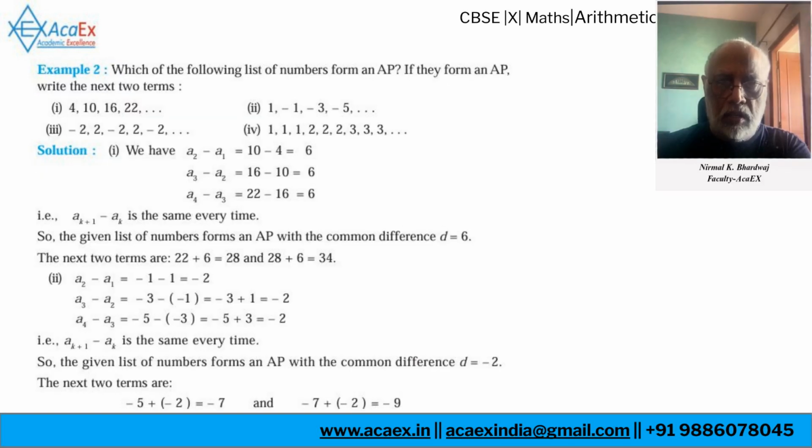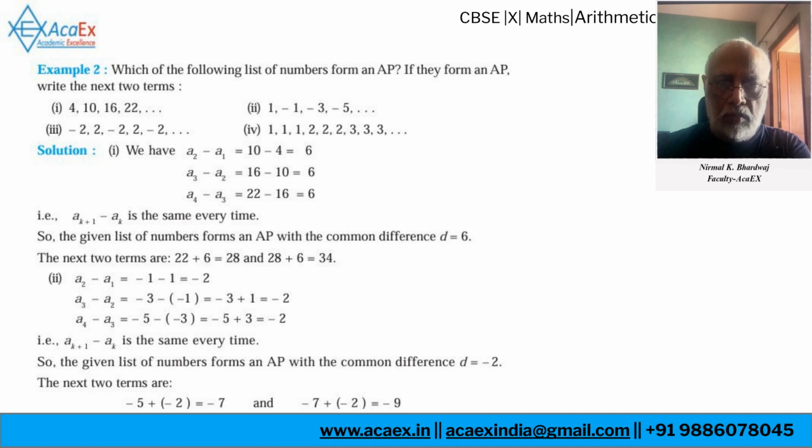Example 2. Identifying an AP. Let's determine which of the following lists form an AP. 4, 10, 16, 22. The difference between consecutive terms is always 6. So, this is an AP. The next two terms are 22 plus 6, which is 28, and 28 plus 6, which is 34.